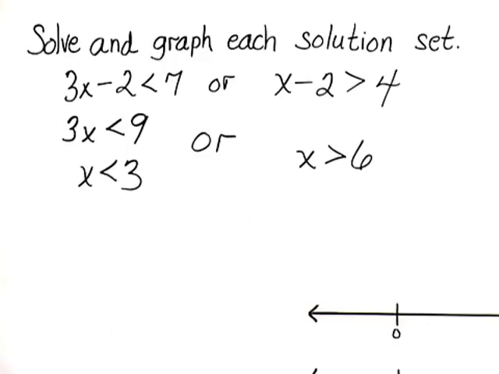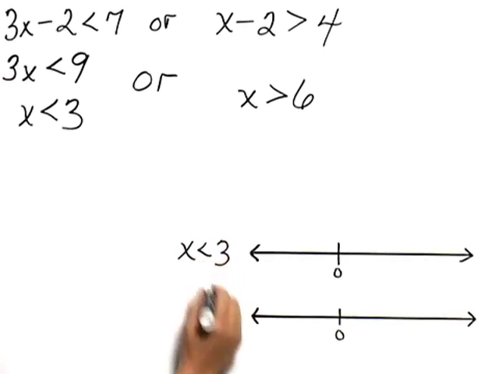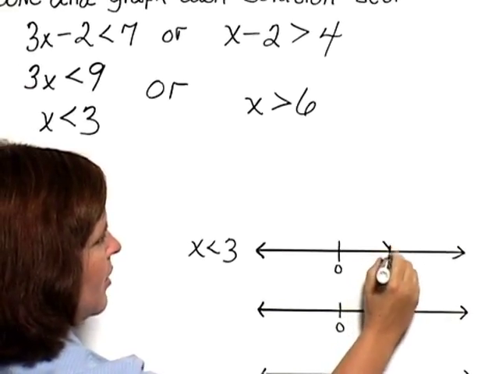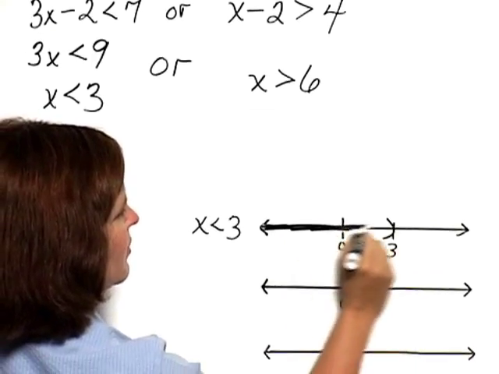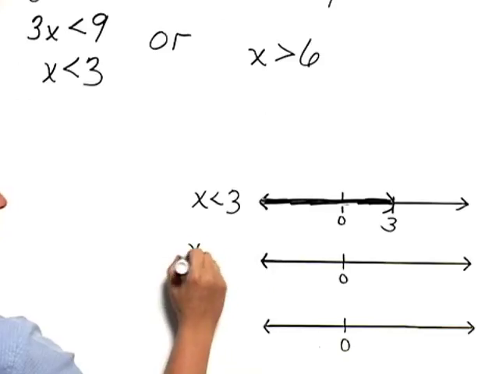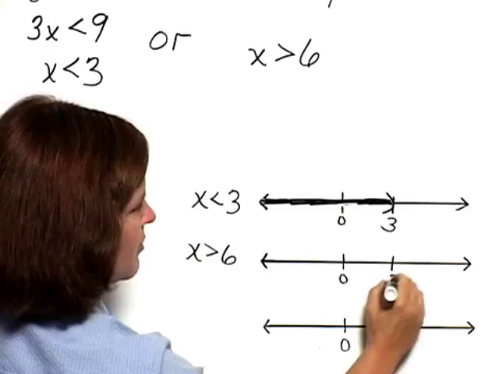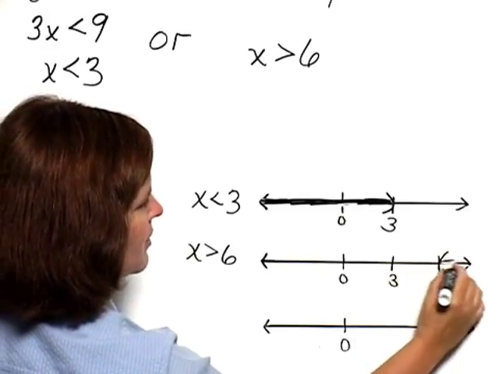In order to see what this set looks like, let's look at a number line. On the first number line, we will graph the set x is less than 3. So we mark off a 3 and we shade in the set x is less than 3. On the second number line, we look at the set x is greater than 6. And there's a 3, there's a 6. We're looking at this set here.